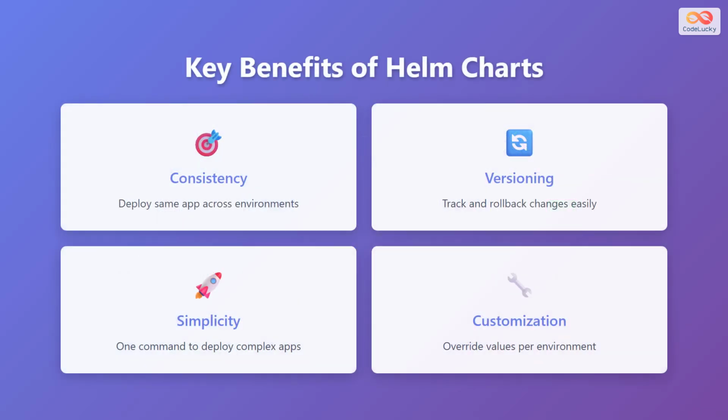Helm charts provide 4 major benefits for Kubernetes deployments. First is consistency. You can deploy the same application across development, staging, and production environments with confidence. Second is versioning. Helm tracks all changes to your deployments, making it easy to roll back to previous versions if needed. Third is simplicity. Complex applications with multiple Kubernetes resources can be deployed with a single command. Fourth is customization. You can override default values for different environments without modifying the chart itself. These benefits make Helm an essential tool for managing Kubernetes applications at scale.